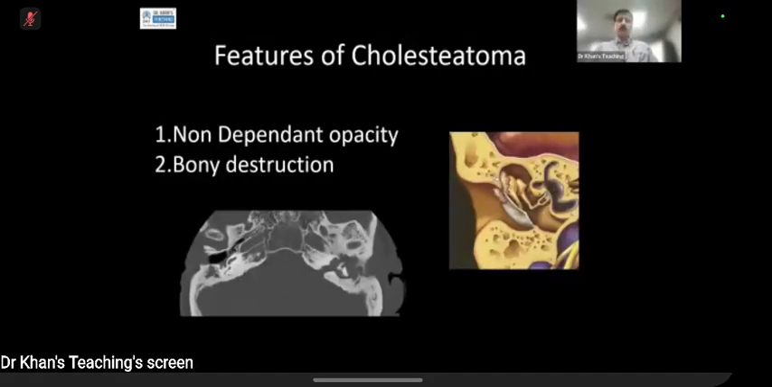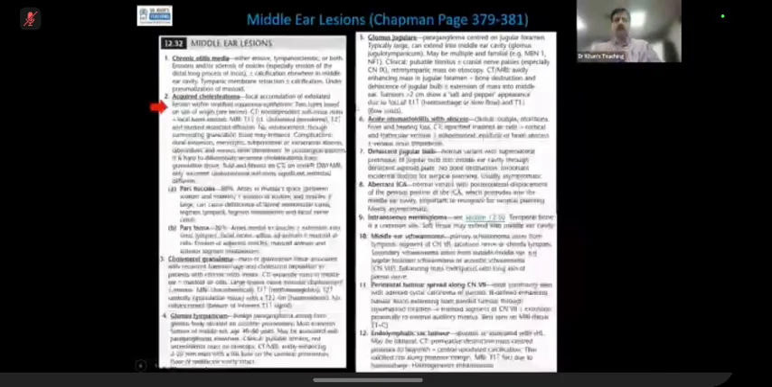So now we are going to see a few viva cases in the last 1 hour. First thing is cholesteatoma. Now, let me tell you a few theoretical points about cholesteatoma before we see the cases. So this is from Chapman. Cholesteatomas, of course, can be congenital and they can be acquired. We are talking about acquired cholesteatoma here.